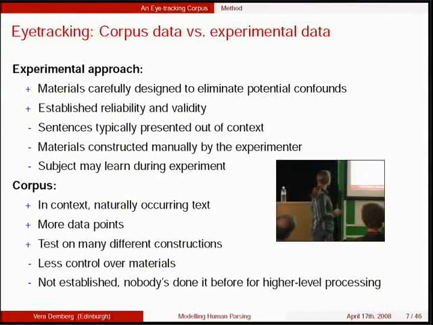In the corpus, everything's in context, of course. There are lots of data points, and we can test the theories on lots of different constructions. But of course, less control, actually no control over the materials. Of course, we can just select the ones that we want, so that gives us some control over what we analyze.